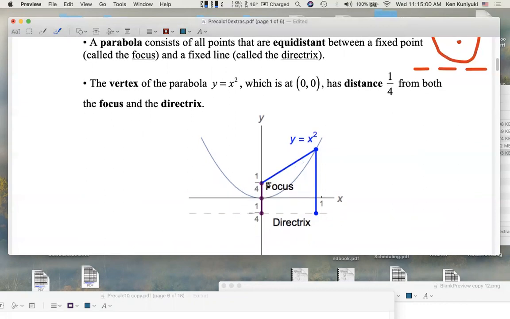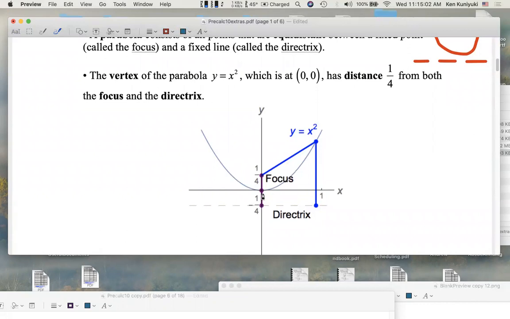Now, if you look at y equals x squared itself, the vertex is at the origin. The vertex is the most special point on the parabola. The vertex is the point that's closest to the focus. The vertex has distance 1/4 from the focus. So the focus here has coordinates (0, 1/4). Again, that's for the parabola y equals x squared specifically. And since this vertex has to be equidistant from both the focus and the directrix, that means that the directrix has equation y equals -1/4. That's true for the parabola y equals x squared.